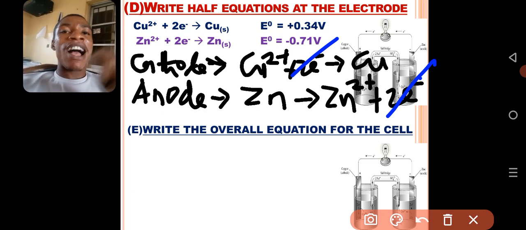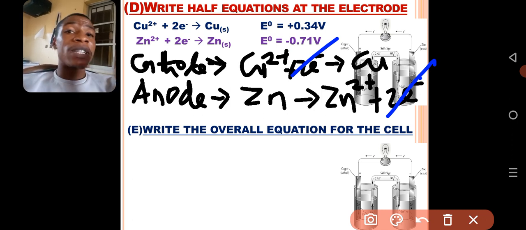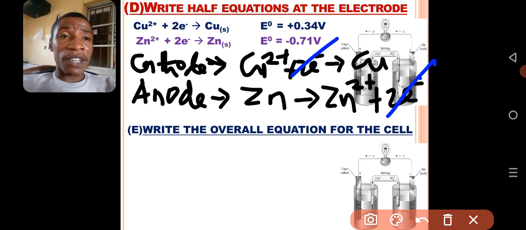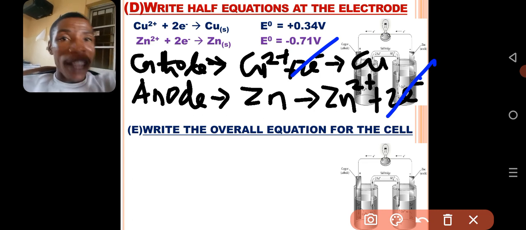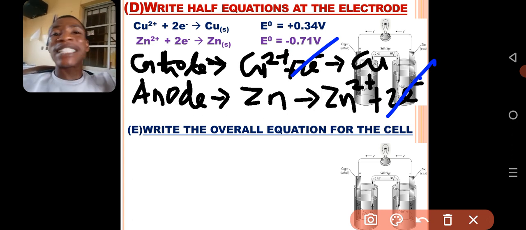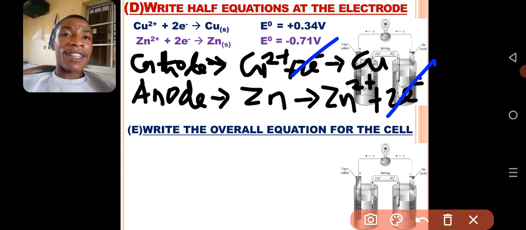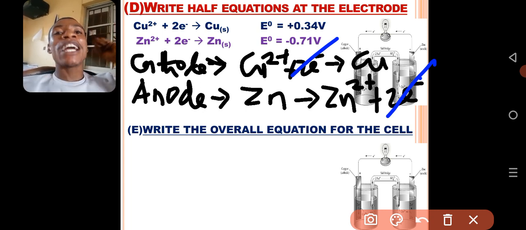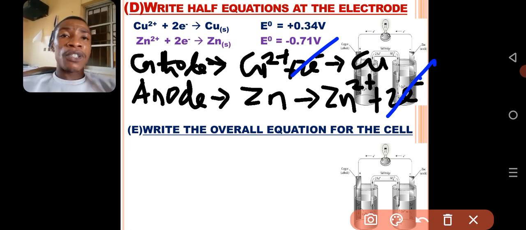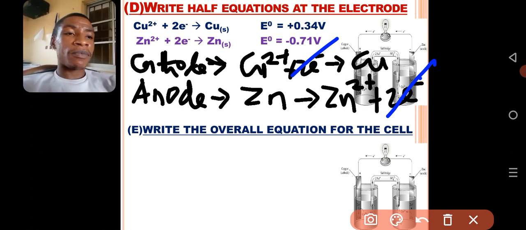To calculate the spontaneity, that is the workability of a cell, you need that number, the number of electrons that was transferred. In this case, it was 2 electrons. So that is the number of electrons that you cancel out. That is the number of electrons that was transferred. So take note of that. We need the value later.